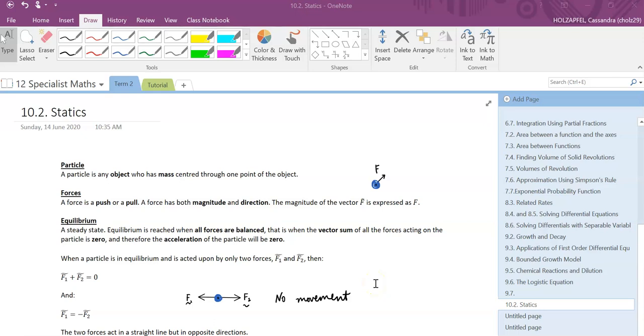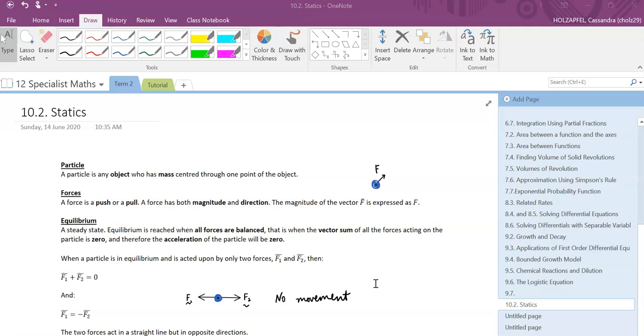Today we're going to be looking at static particles. So when we have a particle that has two or more forces acting on it, it can appear to be stable if those forces are acting in equilibrium. Equilibrium is a steady state where all forces are balanced, and that's when the vector sum of all the forces acting on the particle is zero, and therefore the acceleration of that particle is going to be zero as well.